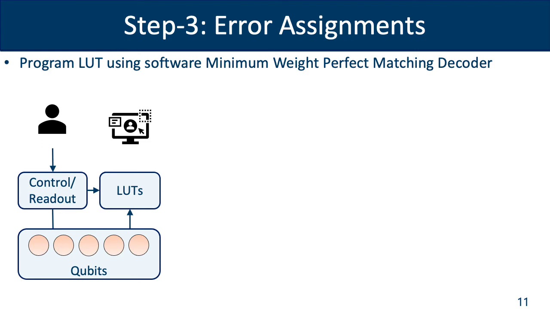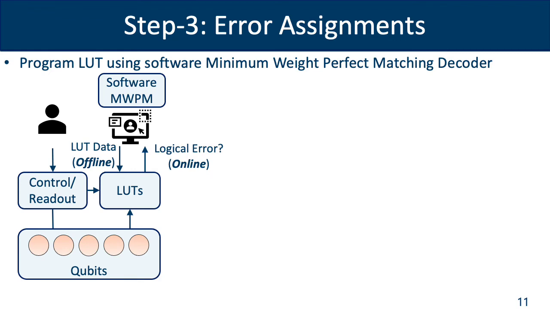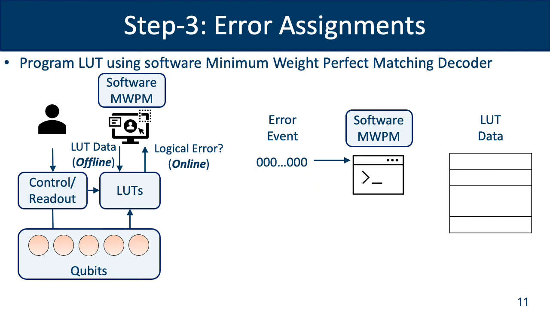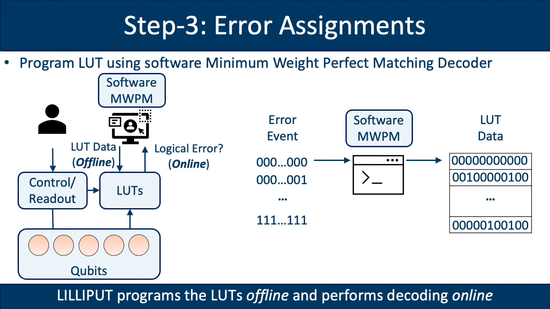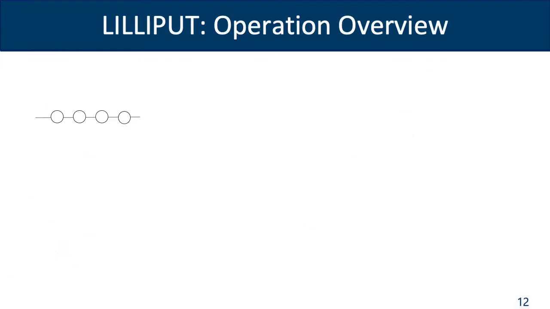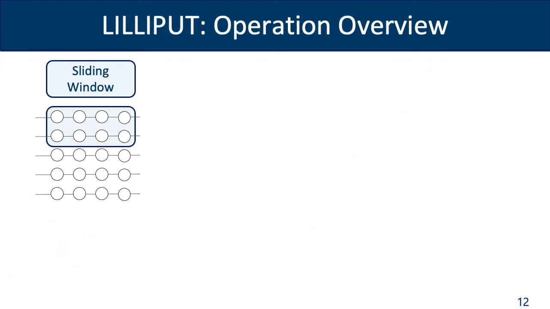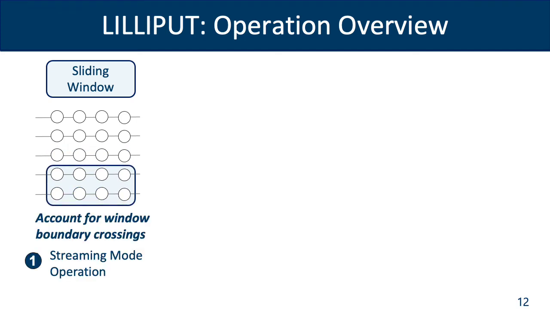For these operations, LILLIPUT prepares the lookup tables offline by running the software minimum weight perfect matching decoder and performs online or real-time decoding during the actual experiments. It runs the minimum weight perfect matching decoder on all possible detection events and then prepares the lookup table data. LILLIPUT uses a sliding window which slides forward as the error events arrive in each cycle. This streaming mode accounts for events that cross the window boundaries.